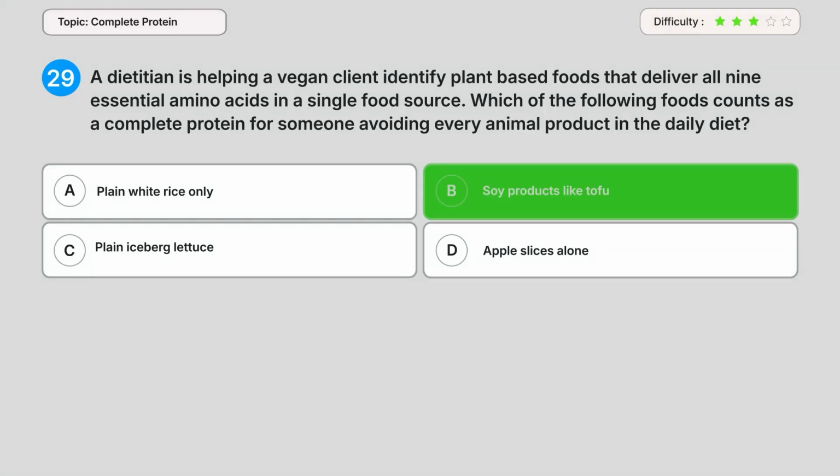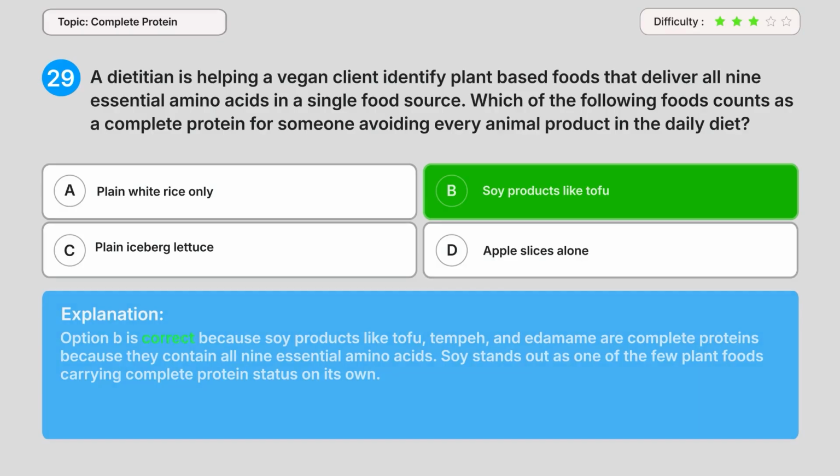Correct answer: B. Soy products like tofu. Explanation: Option B is correct because soy products like tofu, tempeh, and edamame are complete proteins because they contain all 9 essential amino acids. Soy stands out as one of the few plant foods carrying complete protein status on its own.